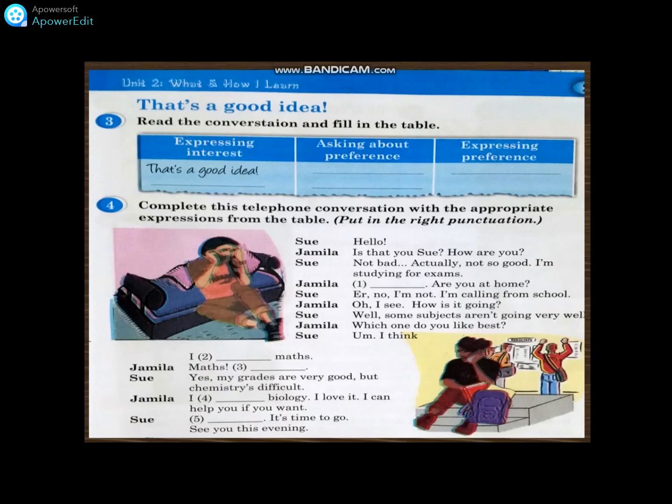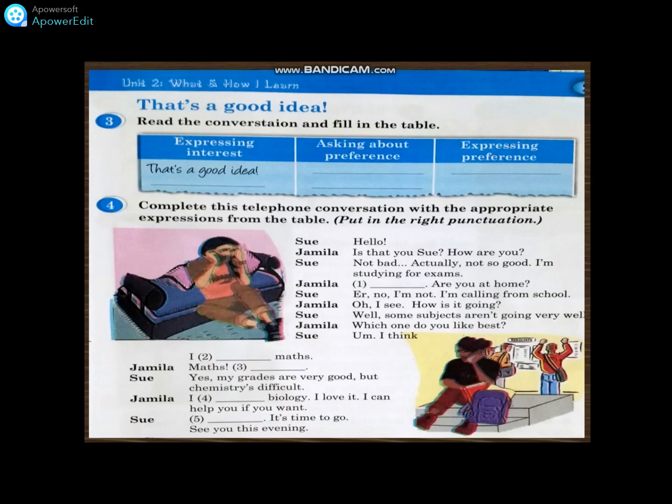And what are the expressions where you have asking about preference? And what are the expressions we have expressing preference? Please go back to the text and try to find the examples and write them in your exercise copybook. I repeat, in your exercise copybook. Stop the video please and go back to the text. If you have the textbook, you can open the book at page, I guess, page number 9.